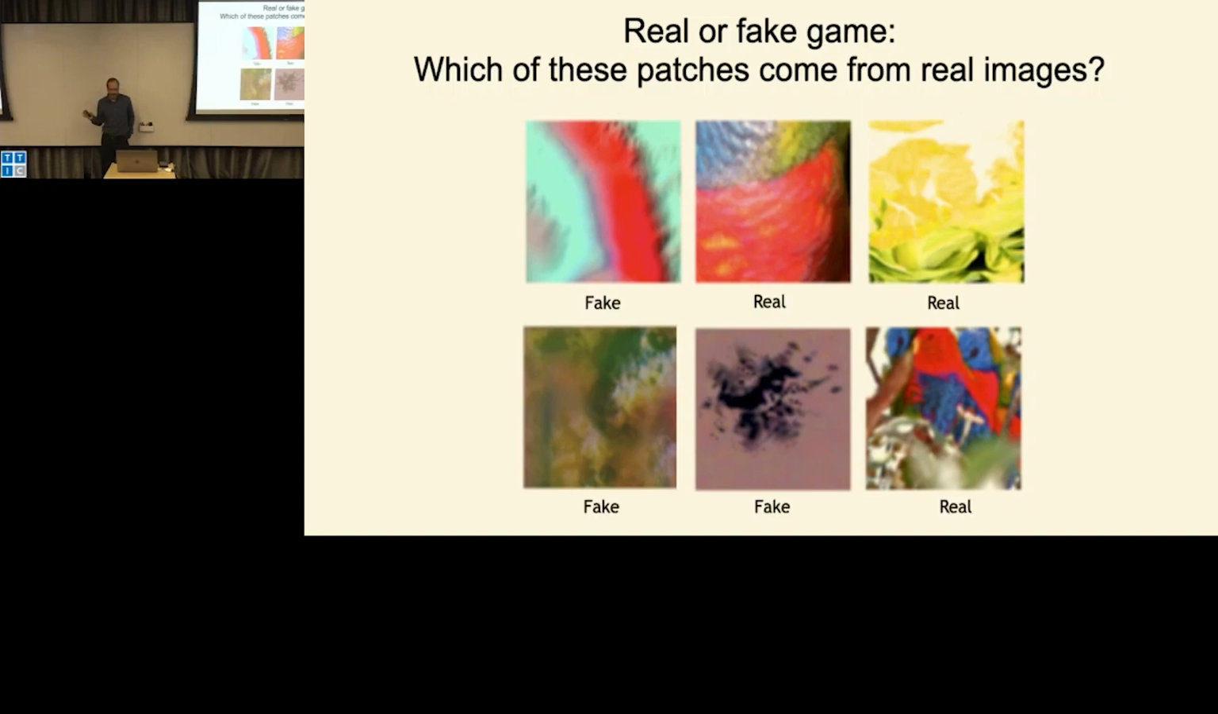So here is the answer. And so these patches, at the local level, look pretty good. At the global level, there are no objects, there is nothing, it's a mess, but locally, they are not too bad. So what else can we do?